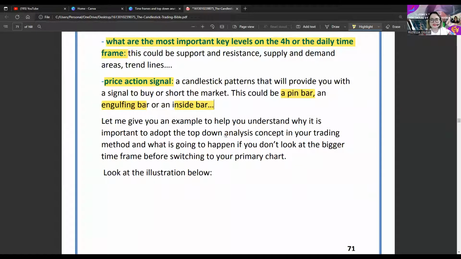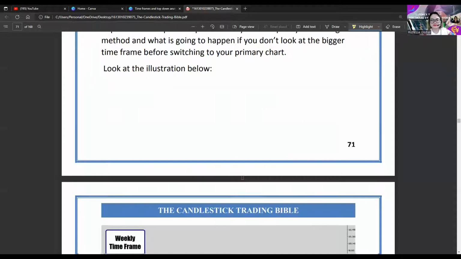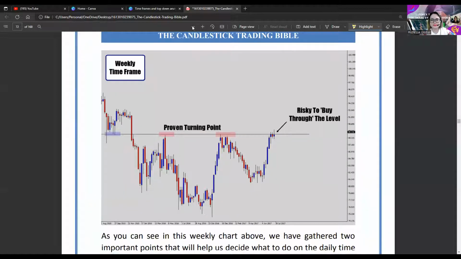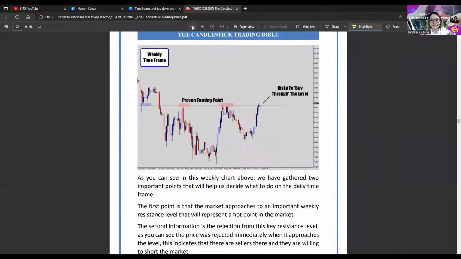Let me give you an example to help you understand why it is important to adopt the top-down analysis concept in your trading method, and what is going to happen if you don't look at the bigger time frame before switching to your major or primary chart. Look at the illustrations below. Kung mapapansin niyo po dito.